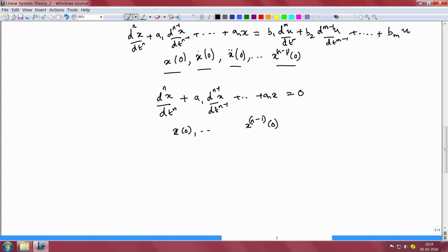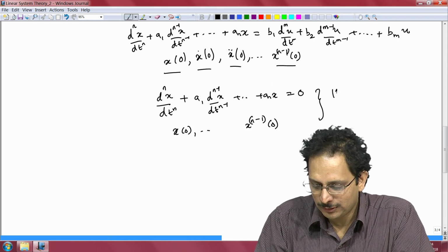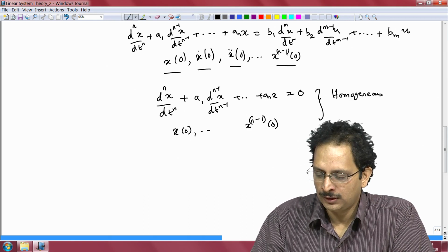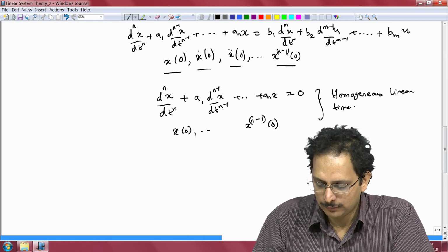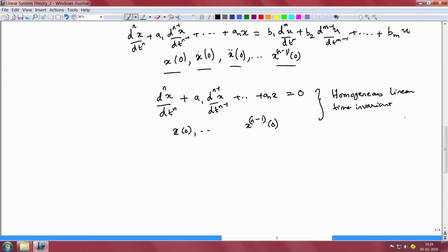Now an equation where the input is 0 is called a homogeneous linear time invariant ordinary differential equation.